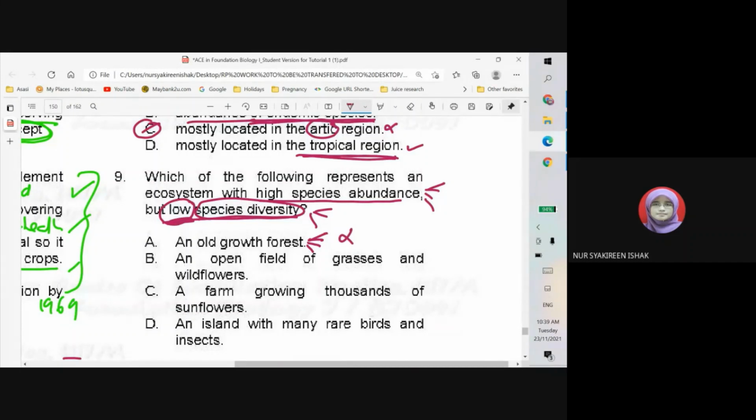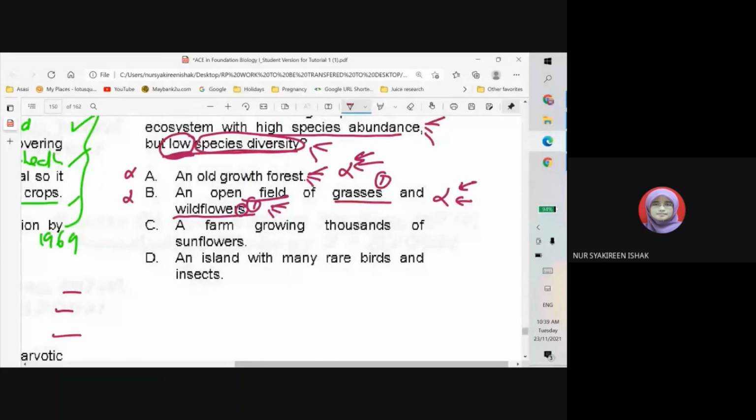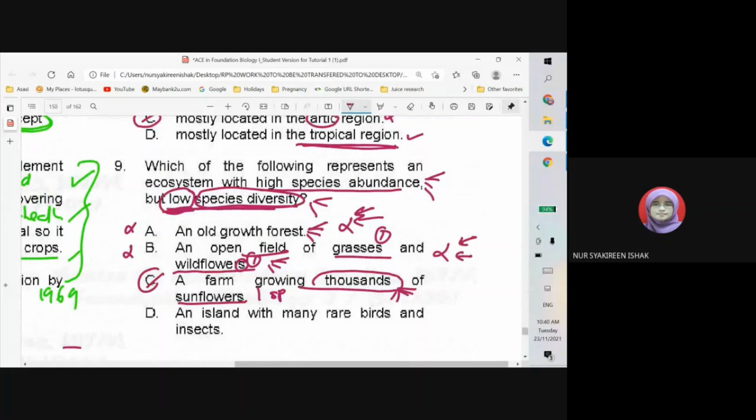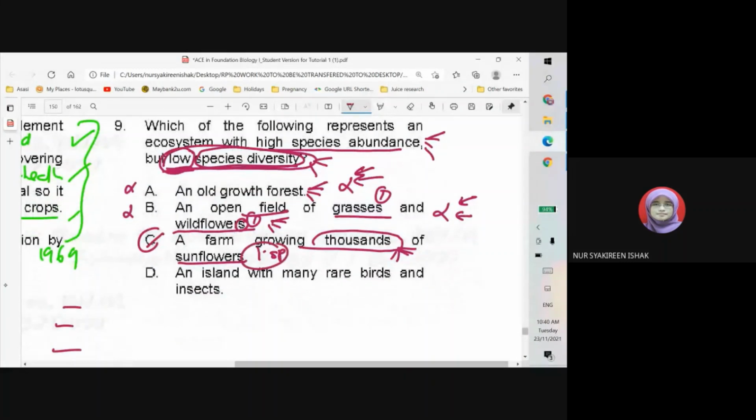correct. Okay. An open field of grasses and wildflowers. Okay, so ini awak ada satu species, awak ada dua species, grass and wildflowers. Banyaklah, banyak species, open field, banyak individual. Salah lah. Ini high species abundance and high species diversity. Ini pun sama juga, high species abundance, high species diversity. So A dengan B salah. Number C, a farm growing thousands of sunflower. So you have one species that consists of many individual. So is that the answer? Yes. Kan? Yes. So dia, sebab apa? Sebab dia kata low species diversity, sikit je species. So maksudnya ini ada satu species dengan keadaan individu yang banyak. Okay, so dia adalah jawapan dia C.